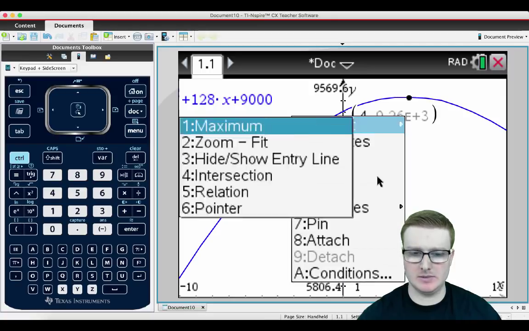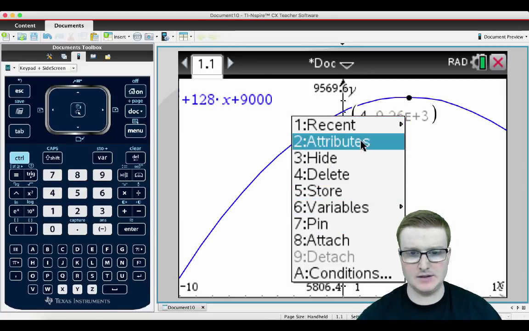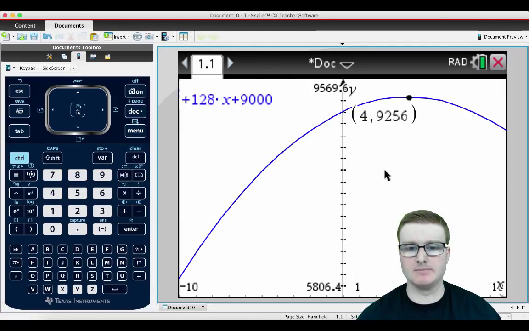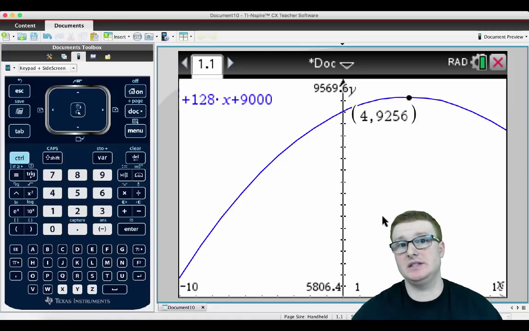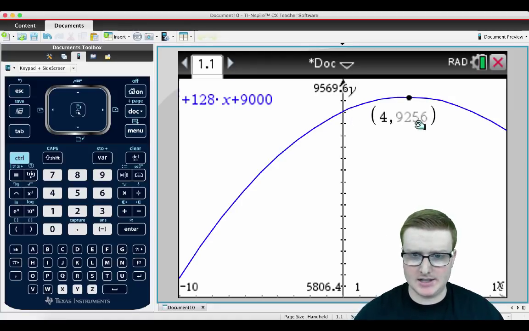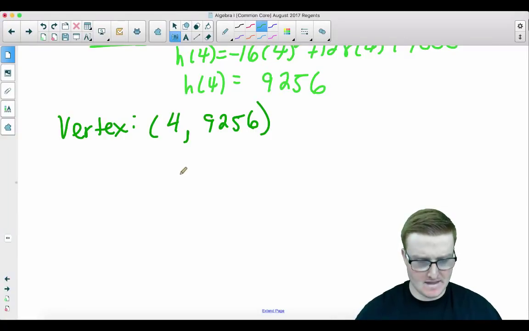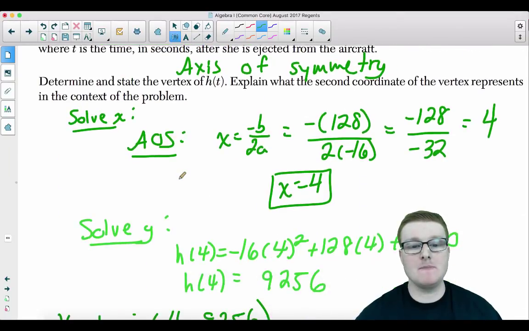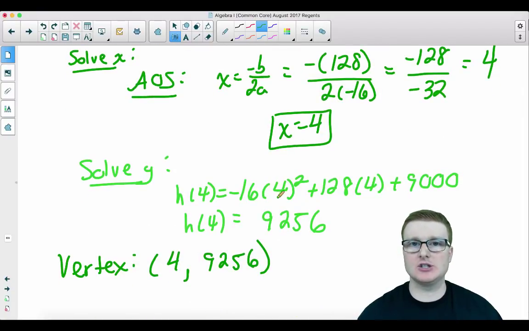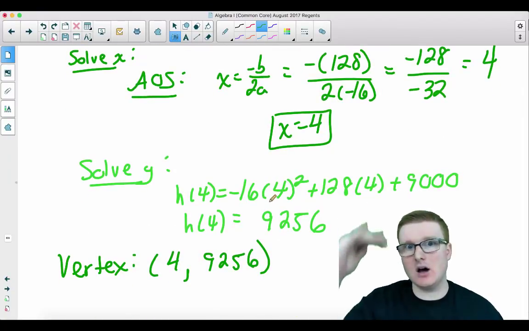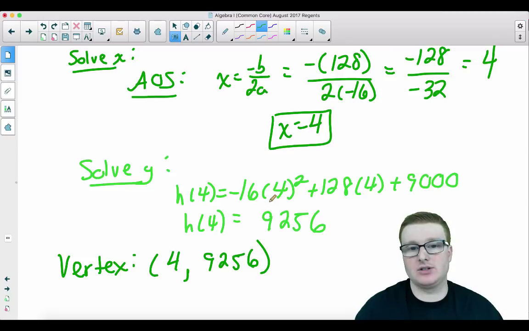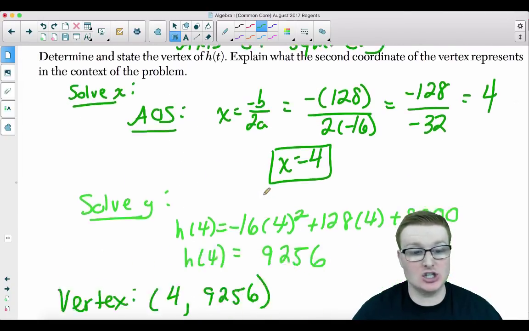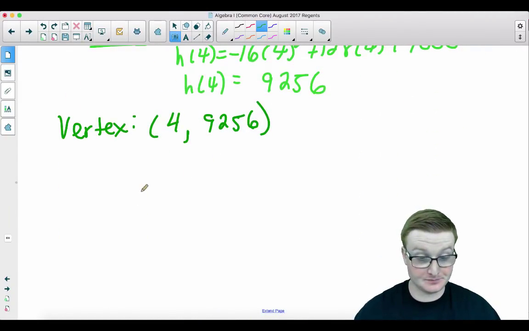Hold on one second. Let me just make sure. Menu. I need to fix this a little bit. There we go. So 9,256. Good. So that's our vertex. Now it says explain what the second coordinate of the vertex represents in the context of the problem. Well, x is the amount of seconds. Y is the height of the aircraft, or in this case, she's ejecting. So this is the height of the pilot.